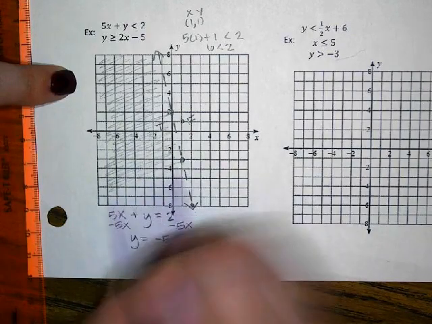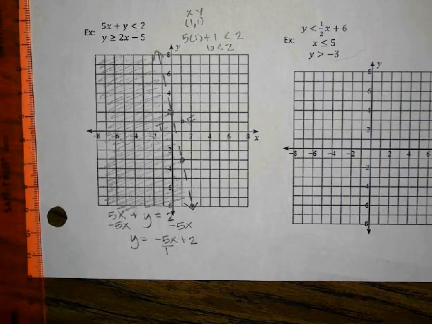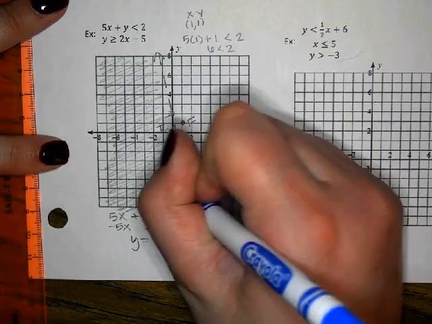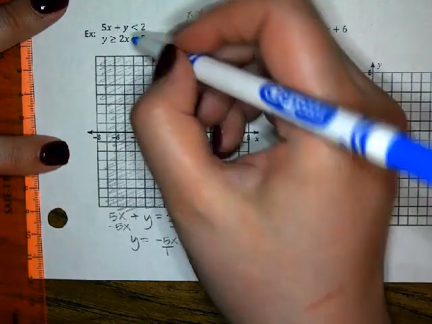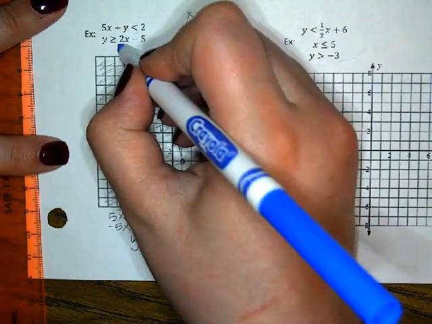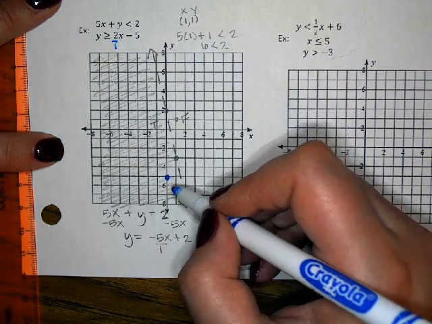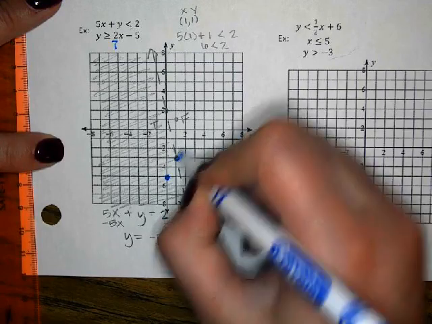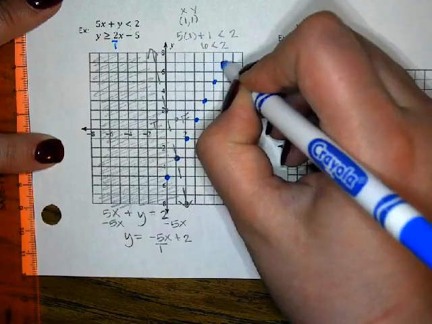Okay. Where do we start on the next one? Negative 5. I'm going to write my slope as a fraction. How do I do that? Put it over 1. Okay, so from the dot, what am I going to do? Up 2 over 1. Is this line solid or dotted? Solid.